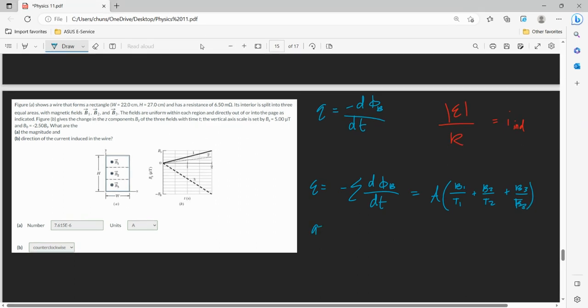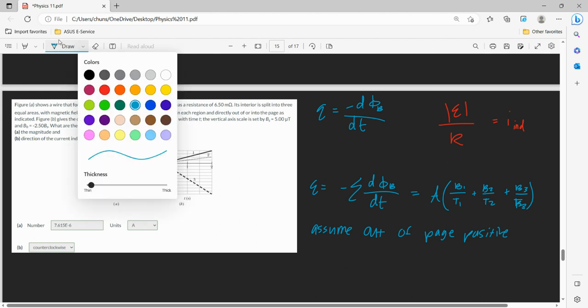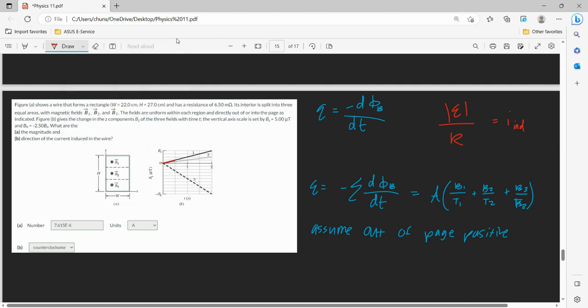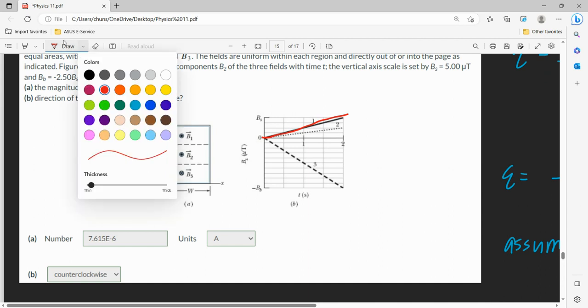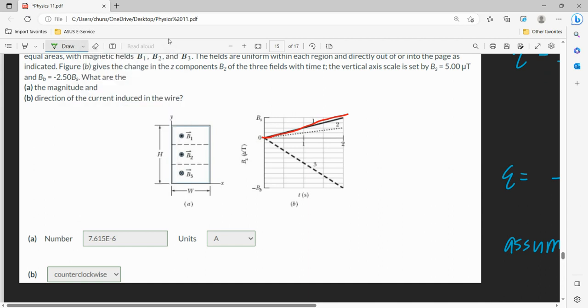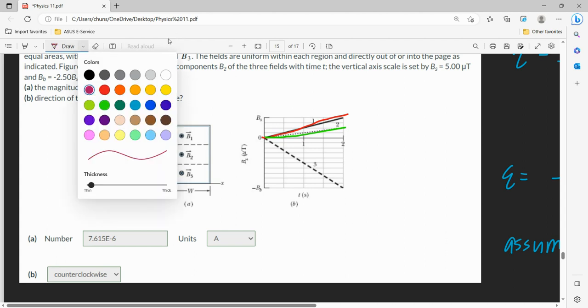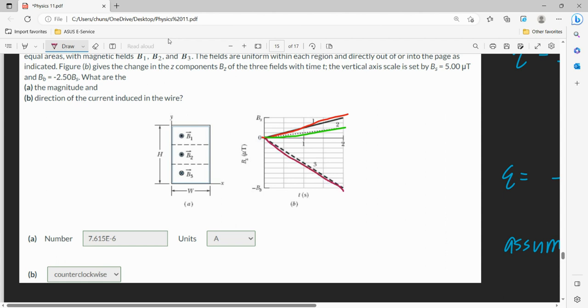So we're going to assume out of page is positive. And this is reflected by the slopes of each of our functions in accordance to these. Right, so our B1 is a positive slope and is out of the page. So let me zoom in so you can see better. And our B2 also has a positive slope. It's less steep. And that's out of the page. And into the page, we have B3, which has a negative slope.